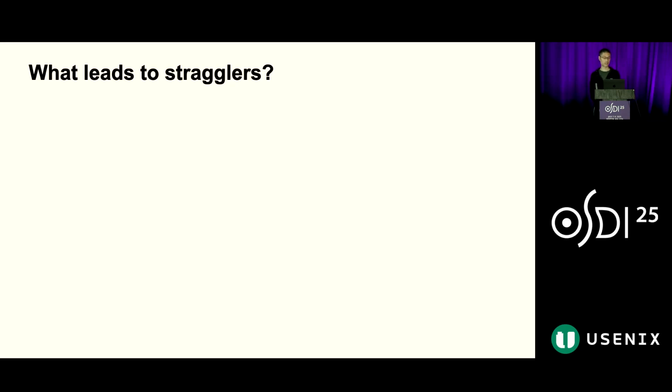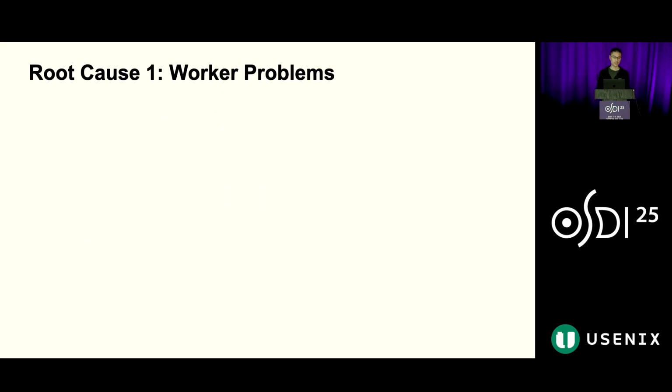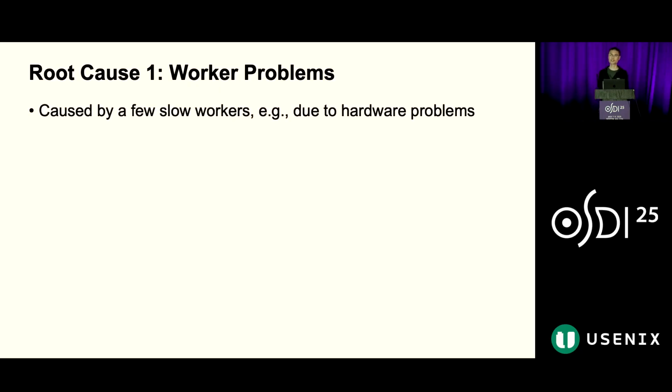Therefore, stragglers are an important problem in our cluster. Now let's look at what caused these stragglers. We identify the major causes by sampling large jobs with high slowdown and then conducting manual inspections and further analysis. The first root cause we studied is worker problems. It refers to the case where the job is straggled by a few slow workers. And this is a superset of hardware problems, because we expect most machines are healthy.